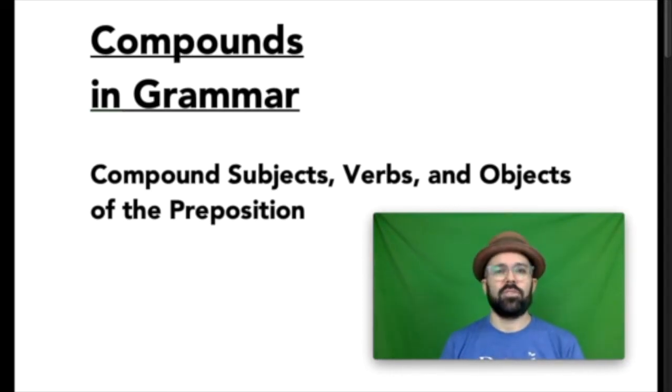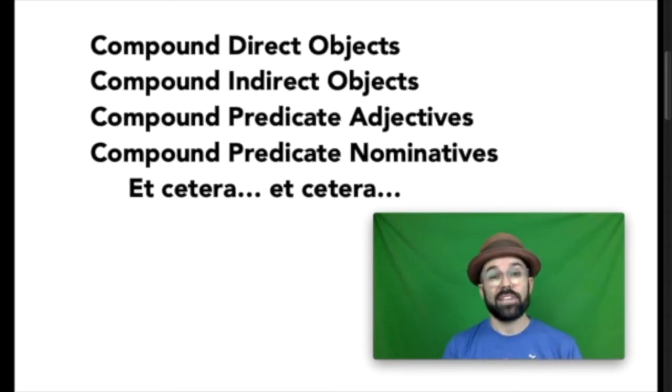Compounds will refer to most of the things that we study in grammar, most of the different parts of speech. Today we're mostly going to be looking at compound subjects, compound verbs, and compound objects of the preposition. And like I said, we are going to come across compounds with other parts of speech. For example, compound direct objects, compound indirect objects, compound predicate adjectives, compound predicate nominatives, etc., etc. There will be others. They will come later.